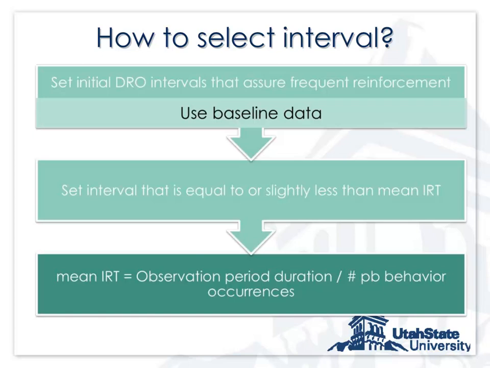So, how do you determine the interval duration? Initially, it should be set so that it results in frequent reinforcement. To determine this interval, use the baseline data. The interval should be equal or slightly lower than the mean inter-response time, or IRT. This is to decrease the likelihood that the individual engages in problem behavior before receiving reinforcement. To calculate the mean IRT, simply divide the observation period duration by the number of problem behavior occurrences.